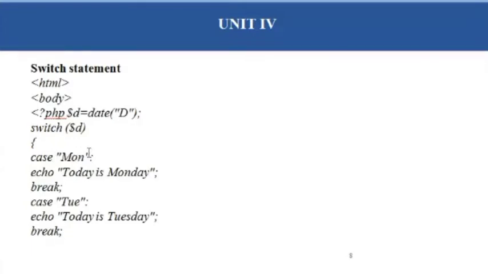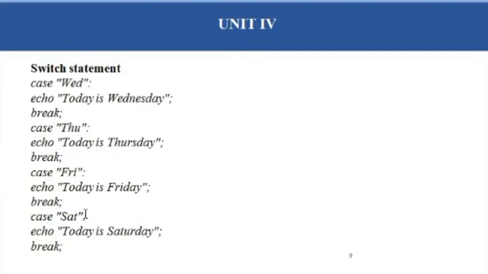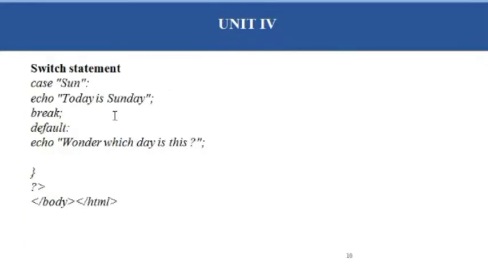The first case is Monday, so echo today is Monday. Your date is collected. Actually today is Friday, am I correct? So case Monday is checked. If your date is Monday, the corresponding block is executed. Otherwise, the next block is executed. If it is not matched, it goes up to Saturday. If none of the days match your system, we use a default statement also. Here, if the date does not match any case, the default says wonder which day is this, and that wording will be printed on your system.